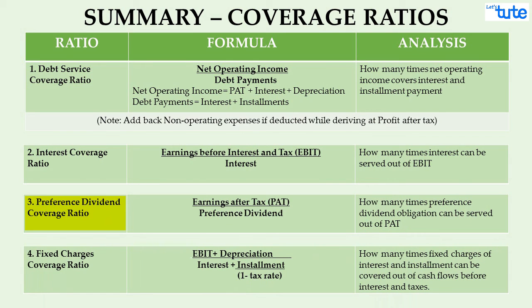Third one is preference dividend coverage ratio. Now since the preference dividend is paid out of net earnings after tax, so the formula is earnings after tax divided by preference dividend. This ratio tells us how many times preference dividend obligation can be served. And the last one is fixed charges coverage ratio, which is calculated as EBIT plus depreciation divided by interest and installment amount divided by 1 minus tax rate. This ratio helps to find out how many times fixed charges of interest and installment can be covered out of the cash flows before interest and taxes.